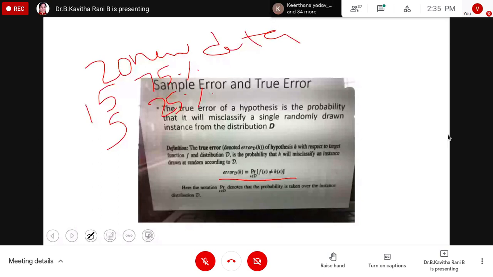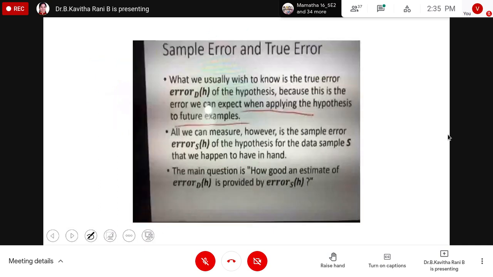So by using this formula, we will be calculating the true error for unseen data. For known data, we will be using sample error. For unseen data, we will be using true error. So here, sample error and true error. What we usually wish to know is the true error, that is error D of H of the hypothesis.